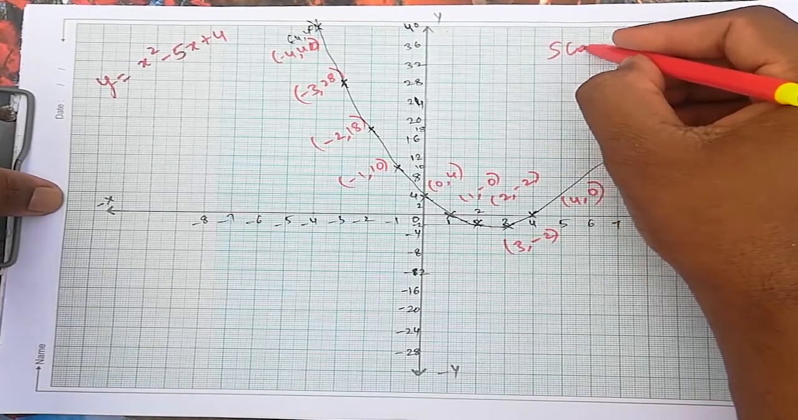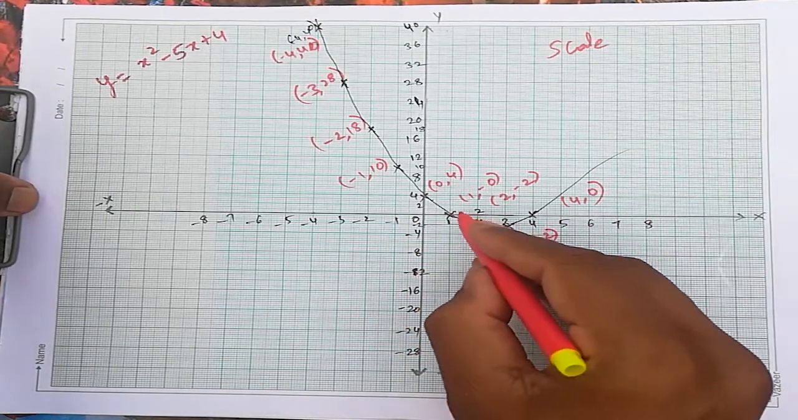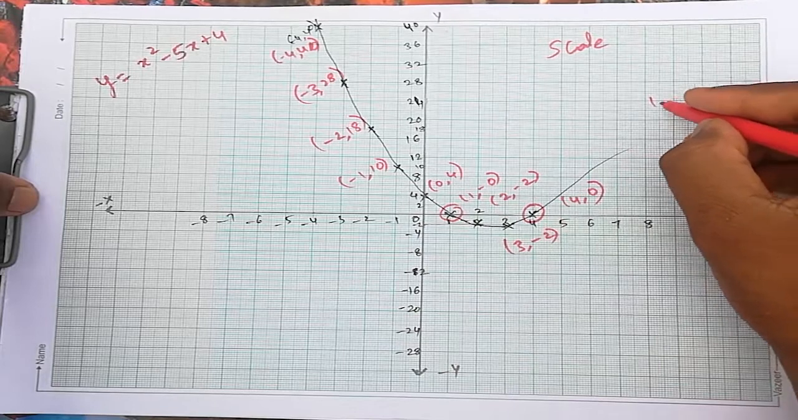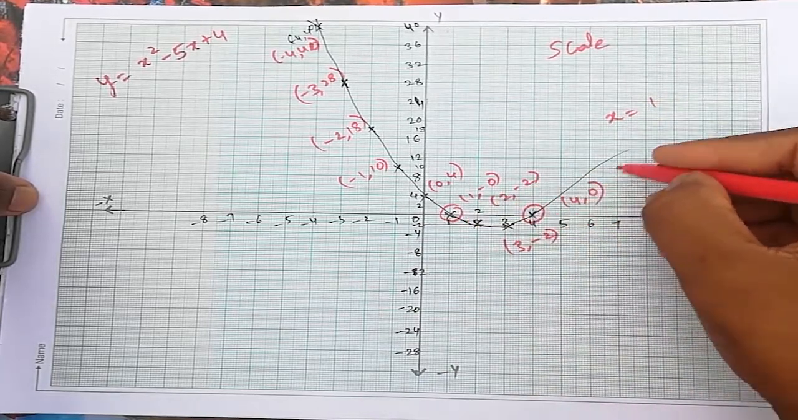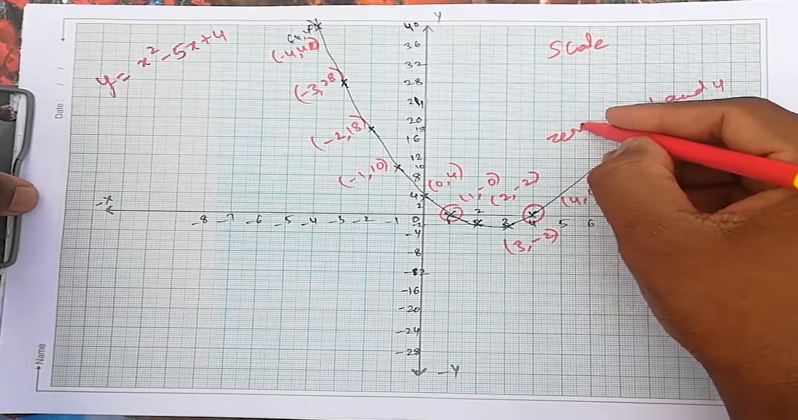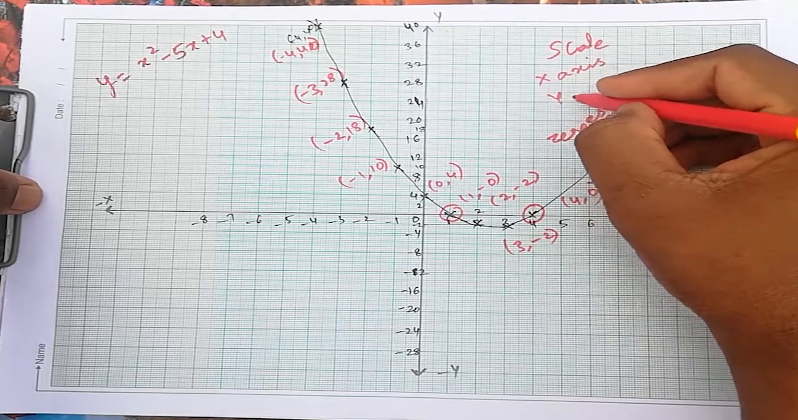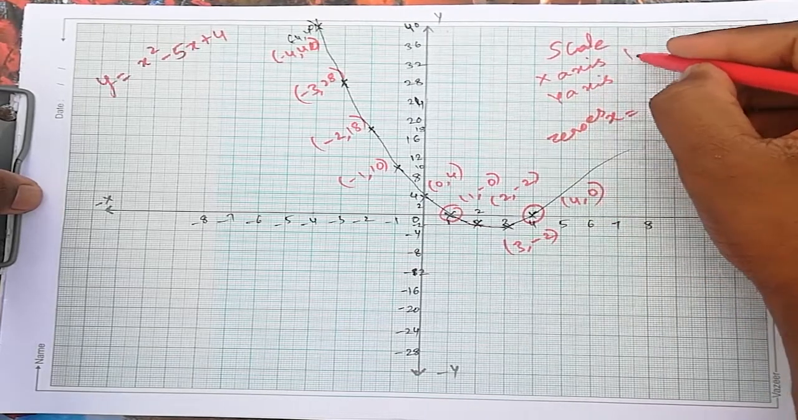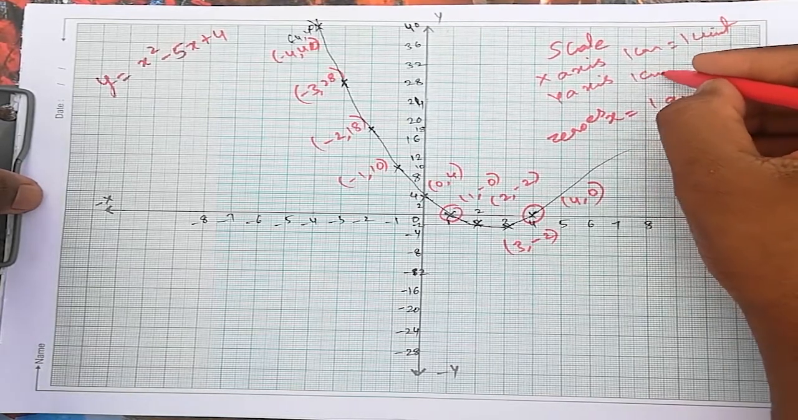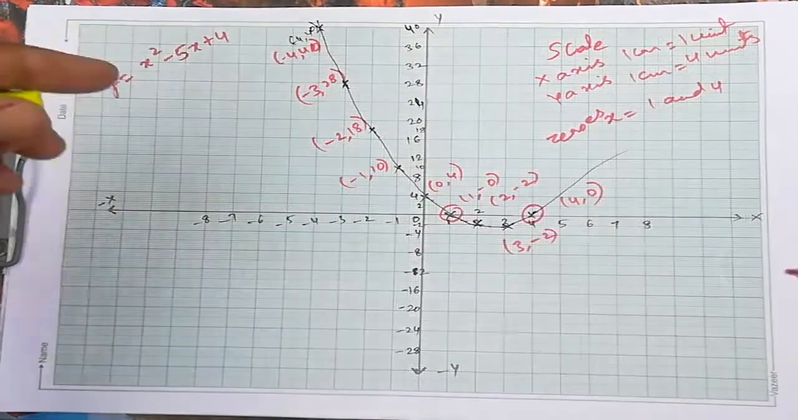First thing, the number of zeros means meeting on the x-axis. Observe carefully here and here. That means x equal to 1, and also 4. So 1 and 4 are the zeros of the polynomial. Scale: on the x-axis, 1 centimeter equal to 1 unit, same. Here on the y-axis, 1 centimeter equal to 4 units. So this is the graph.